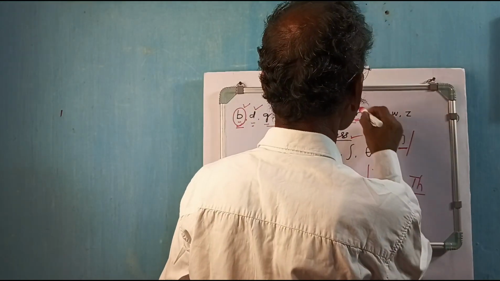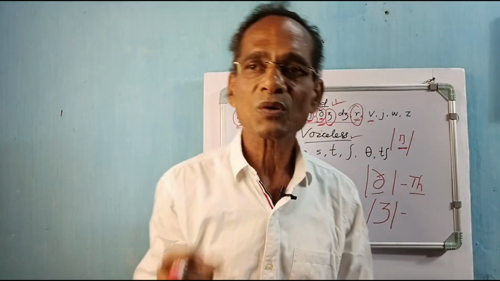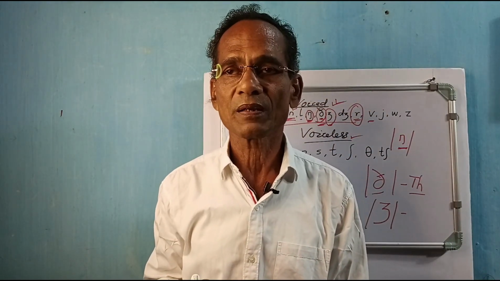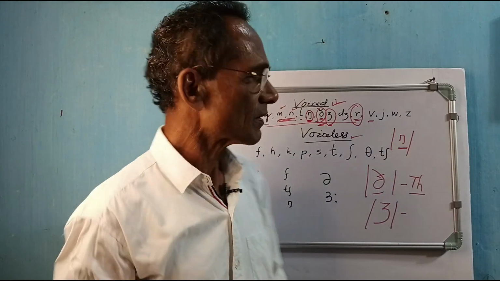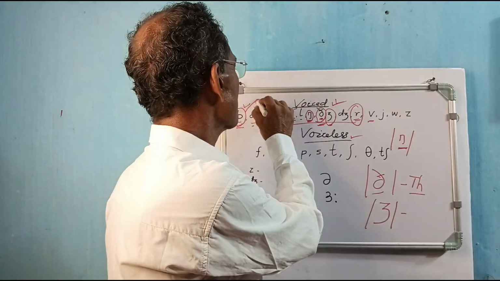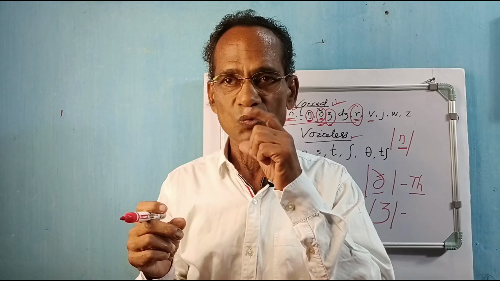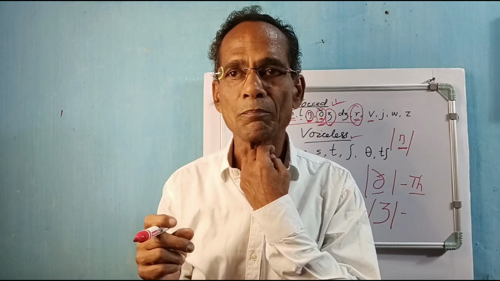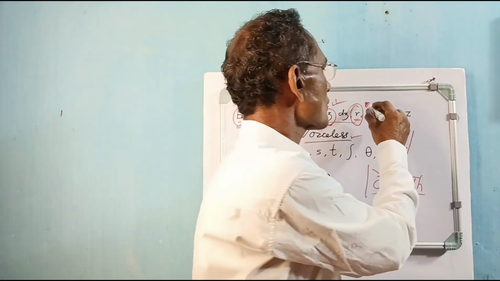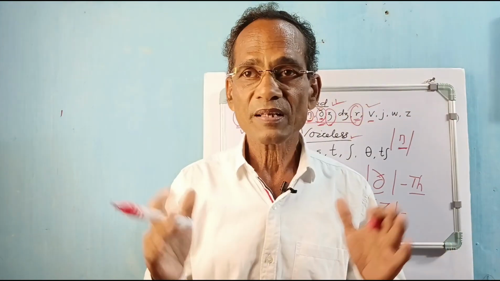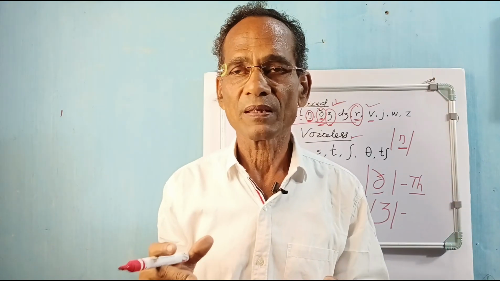Then comes R. You know it very well, R sound. Then comes V. This is also voiced. V sound. Don't confuse it with B sound. This is B. This is voiced. This is also voiced, but the pronunciations are different.